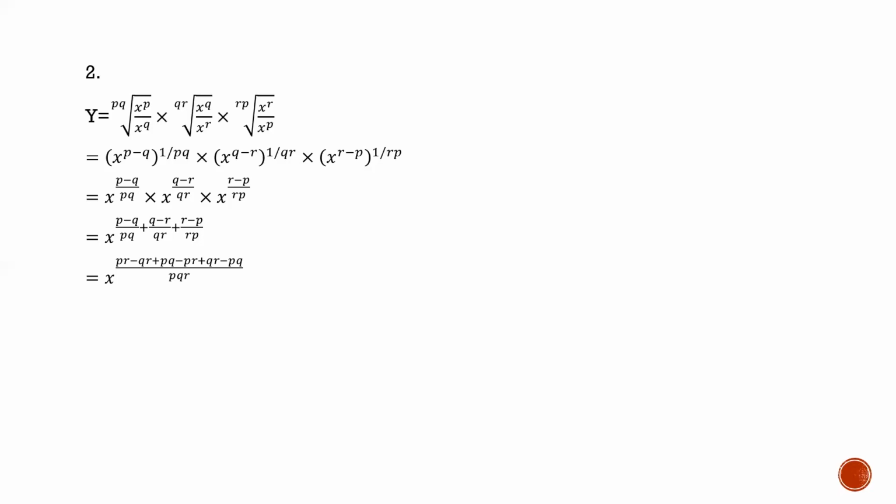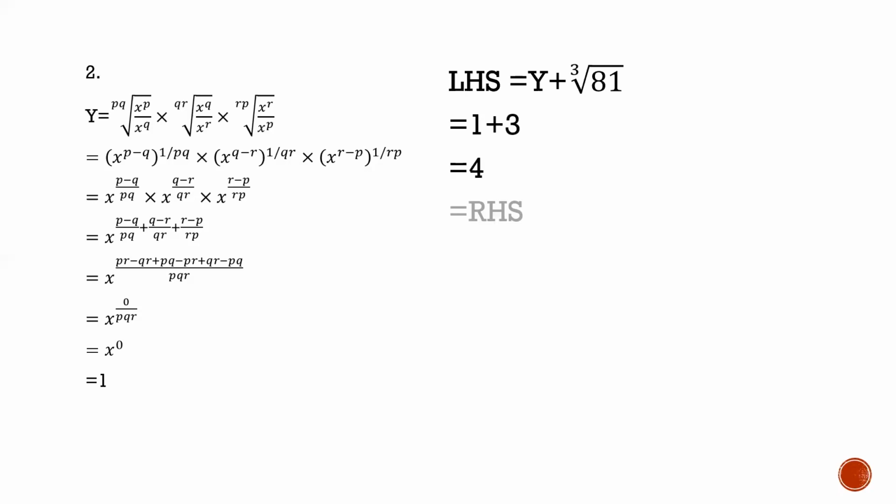Here we can see pr is cancelled with minus pr, minus qr is cancelled with plus qr, and plus pq is cancelled with minus pq. So in numerator we have left 0. So x to the power 0 by pqr. We know 0 divided by something is equal to 0. So x to the power 0 is equal to 1. Now left hand side was y plus cubic root of 81. We have found the value of y is 1 and the cubic root of 81 is 3. So 1 plus 3 is equal to 4, which is our right hand side. So this is the end of our number 2, and now the last part is number 3.